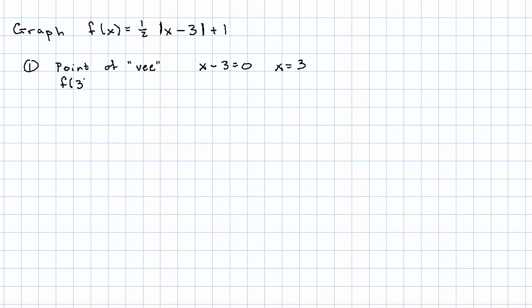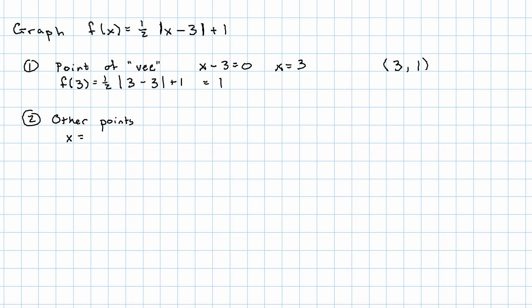Plugging in, we get f of 3 is 1/2 times the absolute value of 3 minus 3, plus 1. So that's 1/2 times 0 plus 1, so just 1. The point of our V is going to be at 3, 1. We want to get a point on either side, and we want to make sure that when we multiply by 1/2, we get a whole number. So we're going to want to pick values that are 2 away from 3.